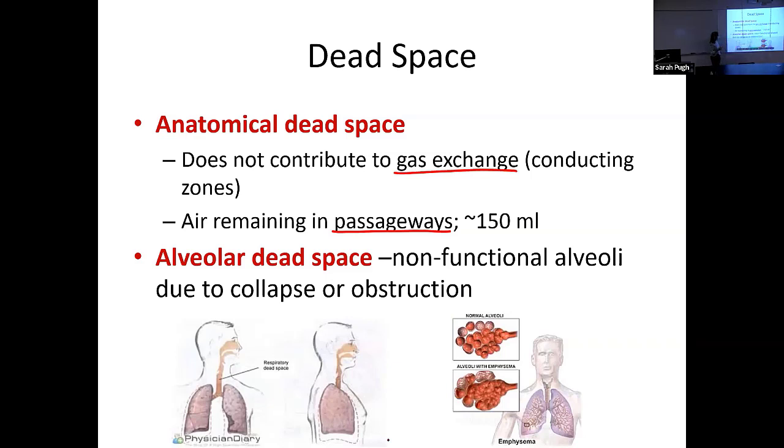And then alveolar dead space would be anytime you have air moving into non-functioning alveoli. They're not contributing to gas exchange either. Non-functioning alveoli would be someone, for example, who has something like emphysema. Emphysema causes alveolar walls to break down. So instead of having all these nice little grapes in here, you have this one giant grape. And so it's not doing nearly as good of a job at gas exchange.